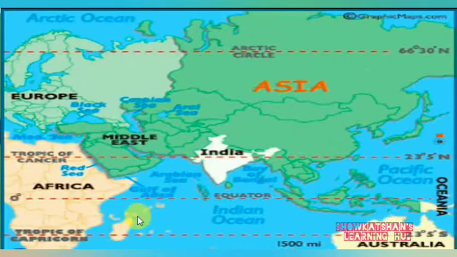Looking closely at this map, this is the equator. That means India is here. It lies in the northern hemisphere. Now there is one more latitude here, which is 23.5 degree north, and this latitude is called the Tropic of Cancer. The Tropic of Cancer passes through 8 states of India, and it divides India into almost two equal parts, the northern part and the southern part.